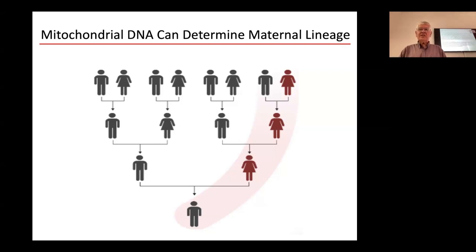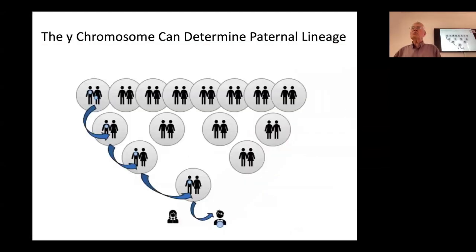And the same thing can be done for men with the Y chromosome. You only have one Y chromosome, so when you make gametes, there's not another Y chromosome to pair with. So there's no recombination, and only the males get Y chromosomes. So you can use that to follow your paternal line.